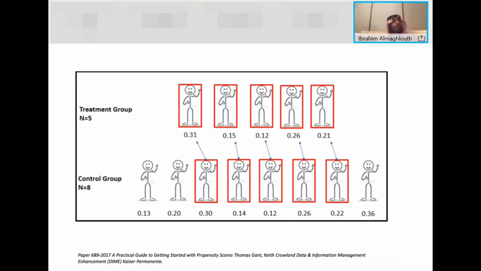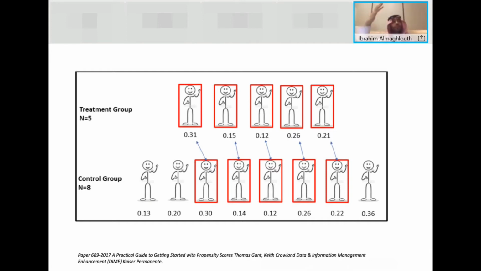And we have something called inverse probability of treatment weighting. This method simply ensures that everyone is included. And the way it works, the ones with the highest propensity score from the treatment group tend to get the lowest weight.